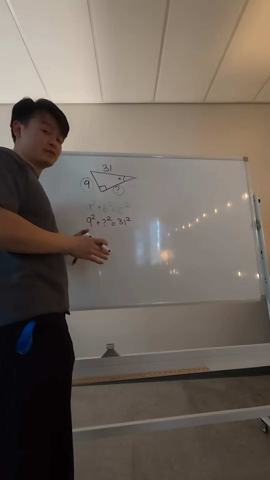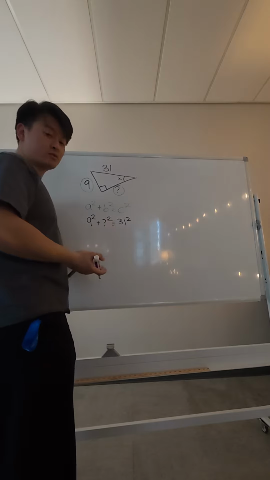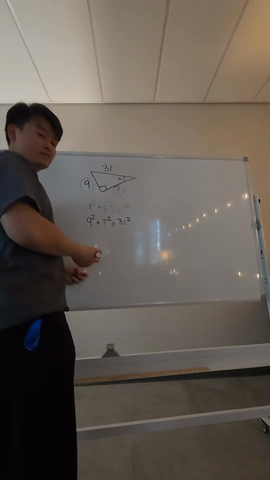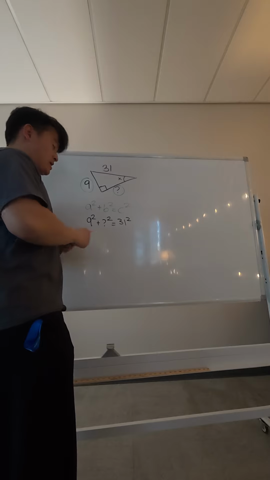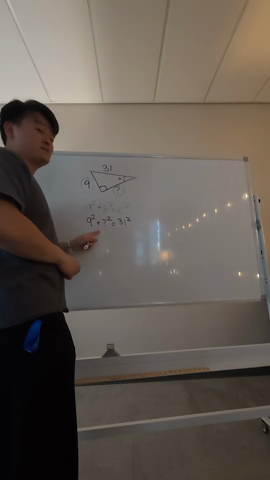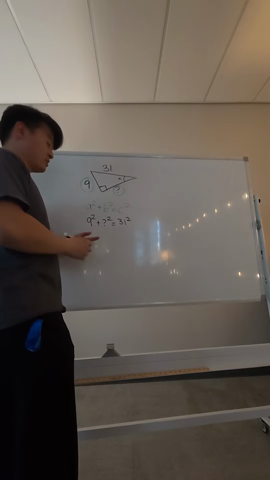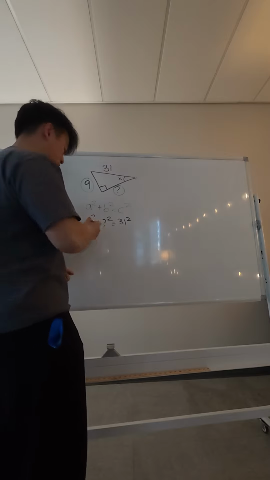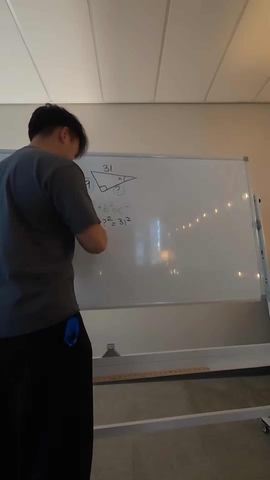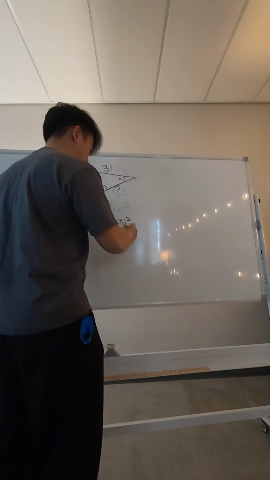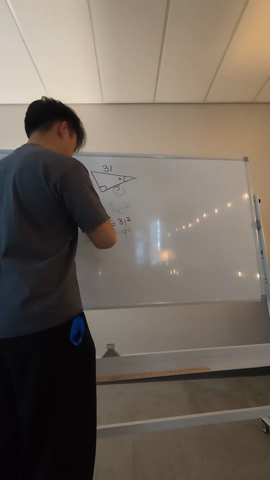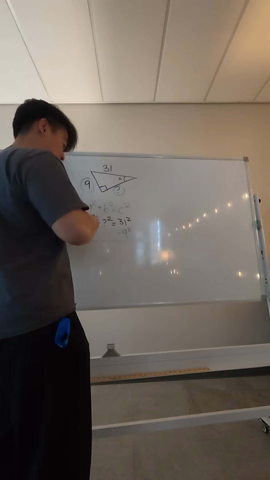Now, how do you solve for this? Clearly, I want to know what the question mark is. I want to get rid of the 9 squared, and so I do the opposite. How do you do the opposite? Well, in this case, it's adding with the question mark, so I have to do the opposite, which is subtracting. So I'm going to subtract both sides by 9 squared, just like this. The two 9 squareds cancel out, and so I'm left with the following.